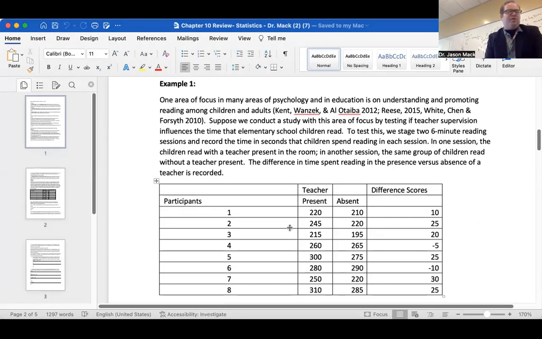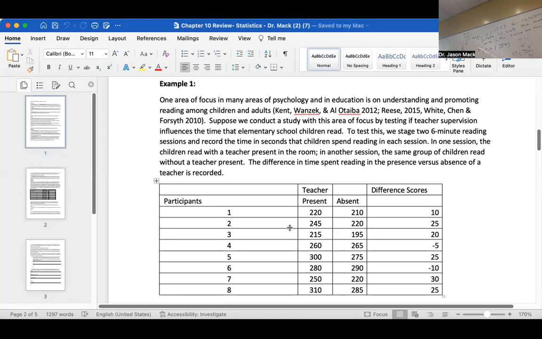Okay. So we just went over all of this. All right, example one. One area of focus in many areas of psychology and education is on understanding and promoting reading among children and adults. Suppose we conduct a study with this area of focus by testing if teacher supervision influences the time that elementary school children read. To test this, we stage two 6-minute reading sessions and record the time in seconds the children spent reading each session. In one session, children read with the teacher present in the room. In another session, the same group of children read without a teacher present. The difference in times is recorded right here, time spent reading versus the absence. Here's our difference right here.